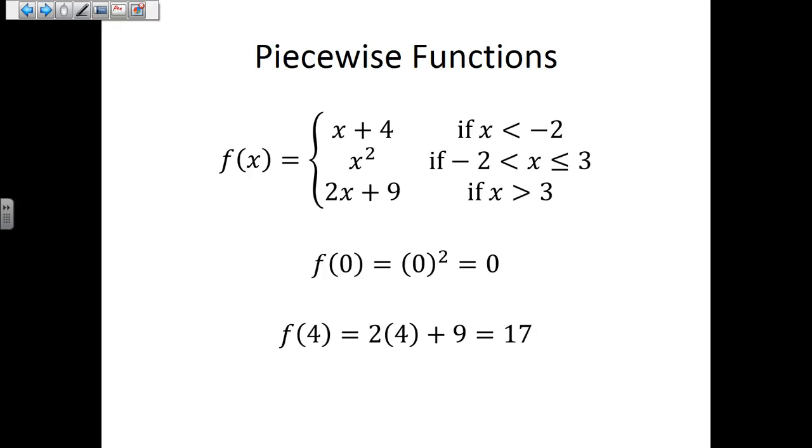So the only thing you need to remember with piecewise functions, just use one piece at a time, look at what your x value is, where does it fit in? Maybe it fits in the first piece, maybe it fits in the second piece. Maybe there's 22 different pieces. It doesn't matter. I only have to use one of them at a time.